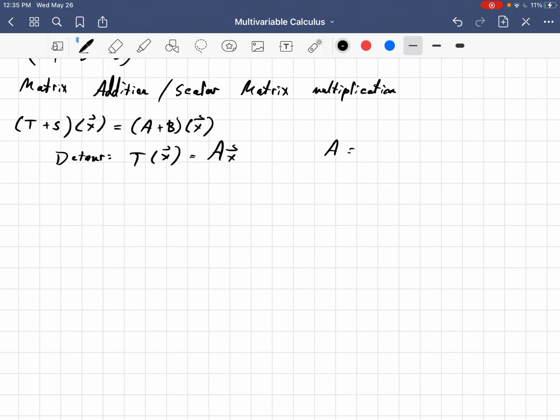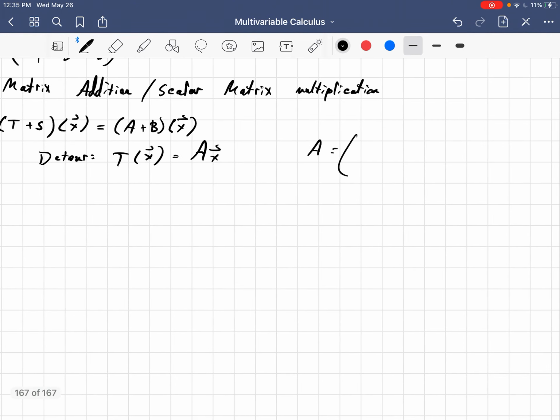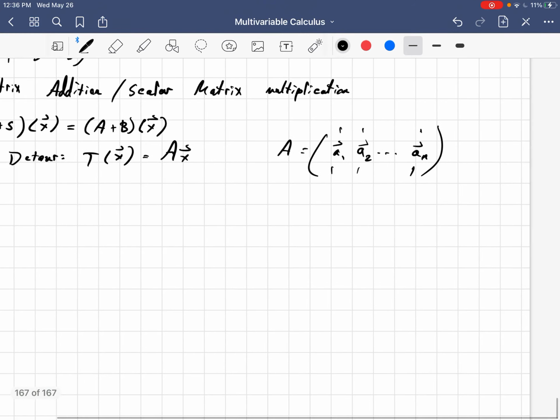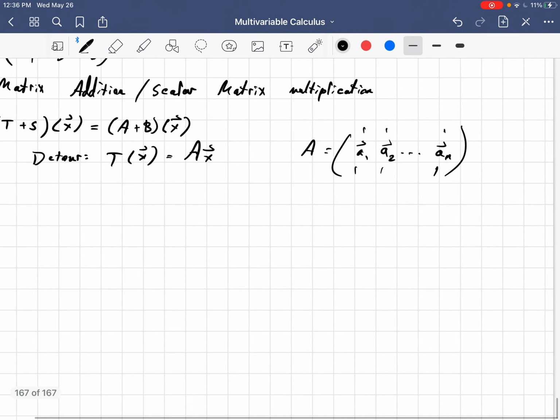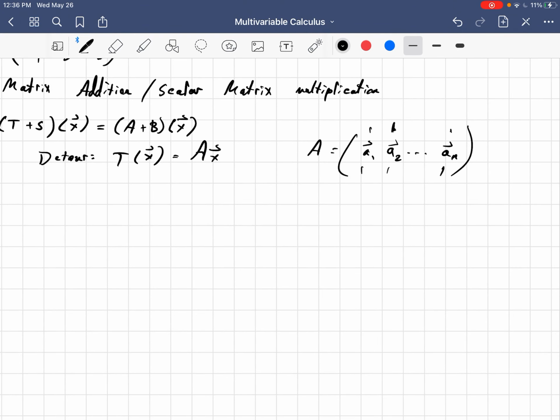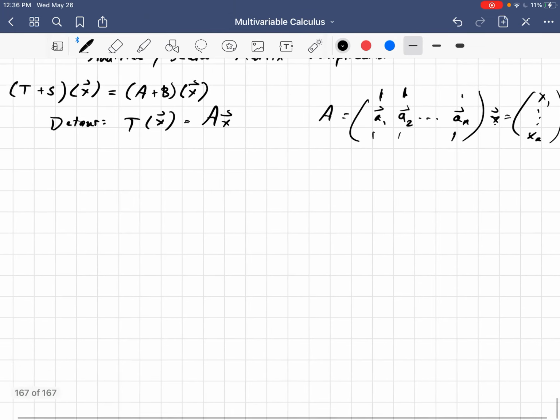I will write it like A. It's going to have, let's think of its columns for now, a vector A1, A2, ..., AN. And now I didn't write down all of the components of all of the vectors in the matrix, but I just kind of wrote it shorthand with these little dashes right here. And then the vector X, well, it's just going to have components, right, X1 up to Xn.